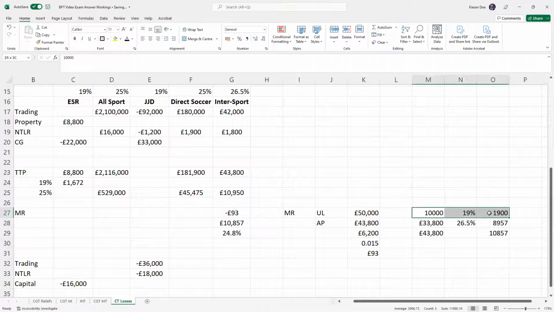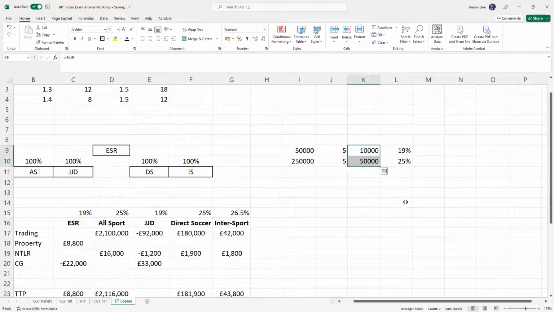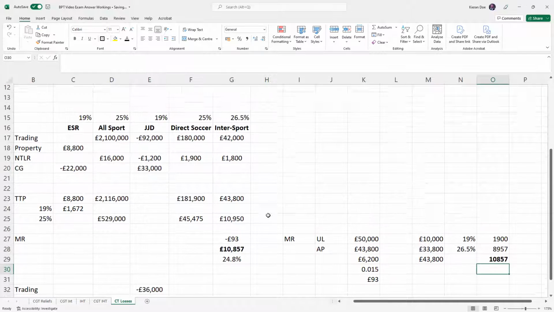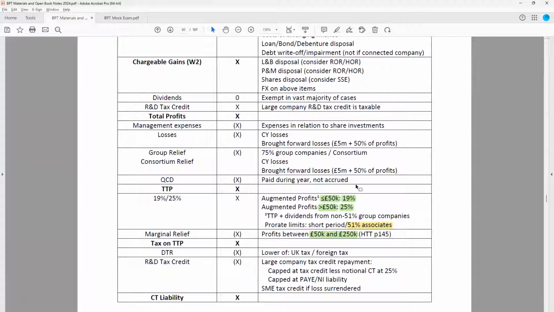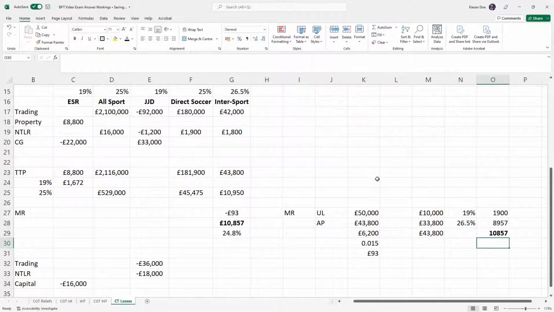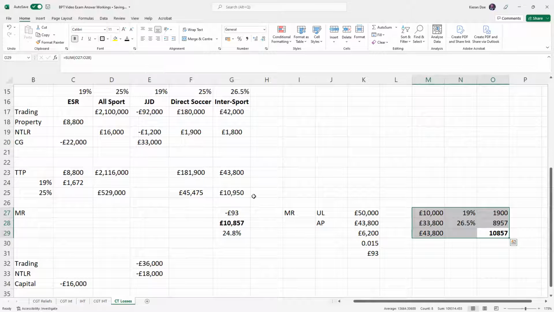is that the first 10,000 are effectively at 19%, and the amount that's falling into that marginal amount between the 10 and the 50k is effectively at 26.5%. And therefore you can see how I got to that same tax liability, but without doing the full marginal relief calculation. So this works when there aren't any dividends from non-51% group companies, so when the total taxable profits are the same as the augmented profits. And I think in the BPT exam, they'll give it to you like this, so you can quickly calculate what the tax liability is.